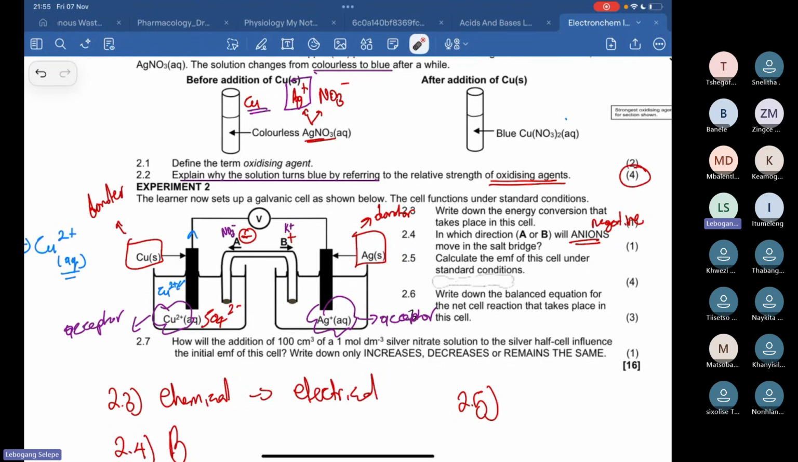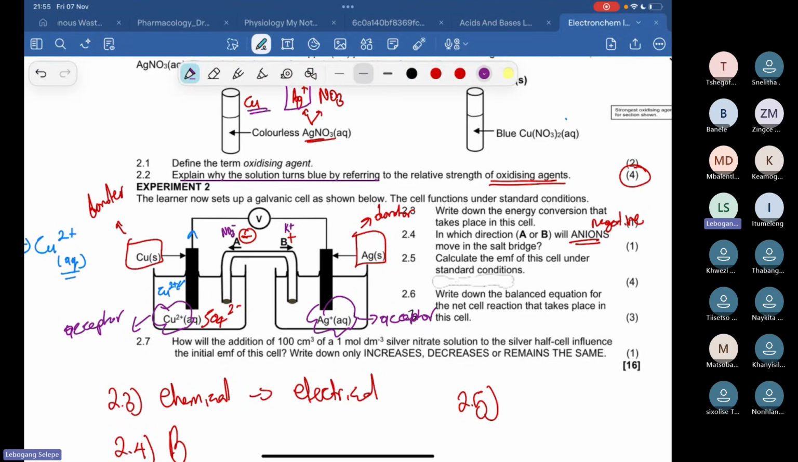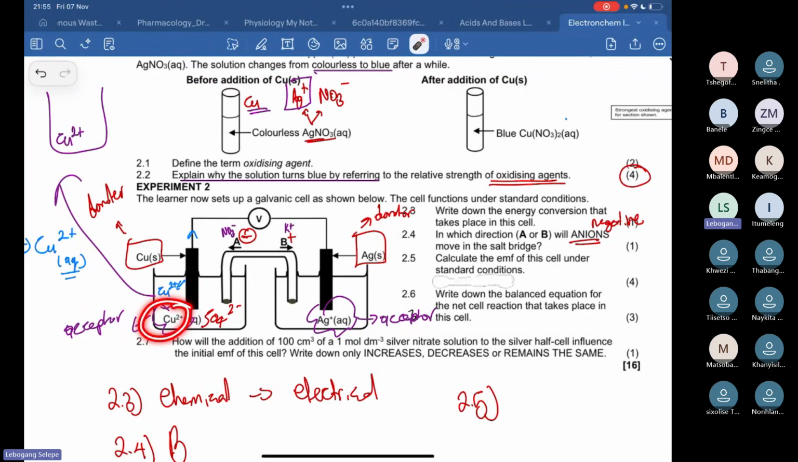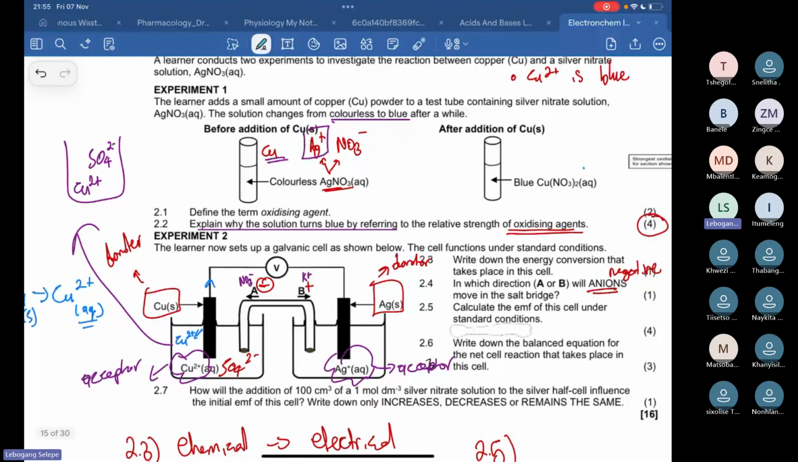When we say something is neutral, unmute yourself so that we can discuss. Do you understand when we say something is neutral? Do you know what that means? Yes, sir. Right. So in this beaker here, the Cu2 plus, the negative ions, they are not showing them here, but they are there because they are spectators. The negative ion, maybe the SO4 2 minus, right?